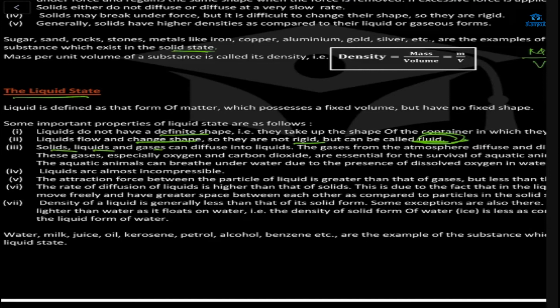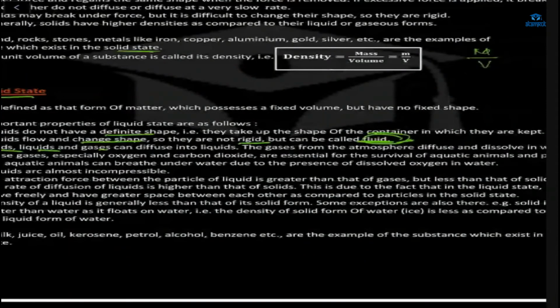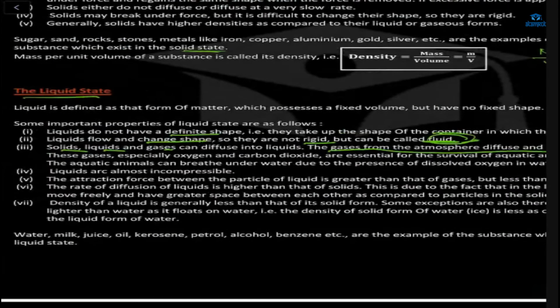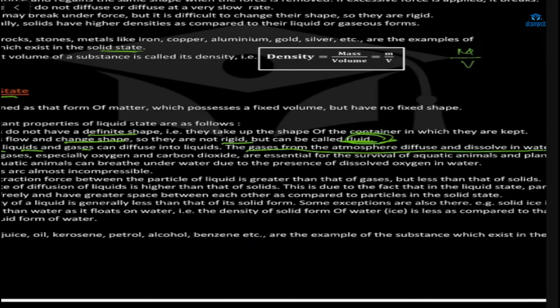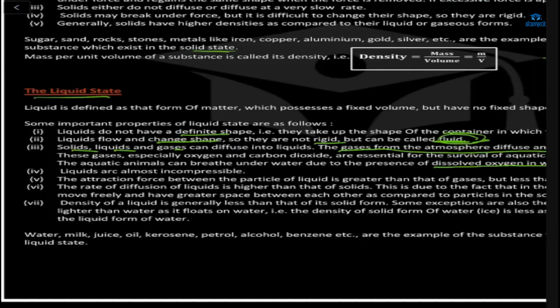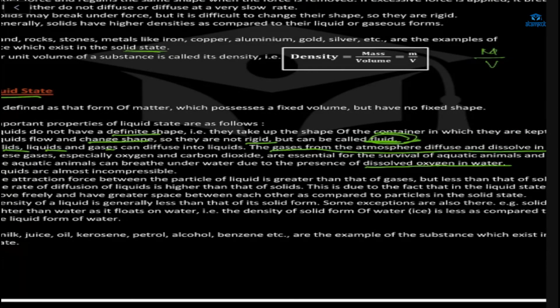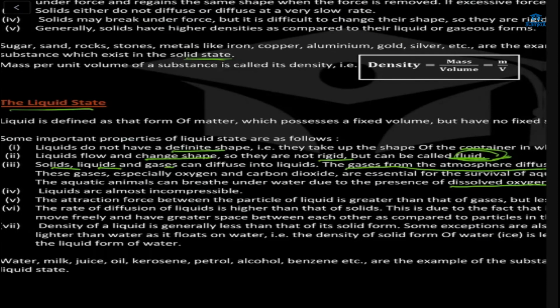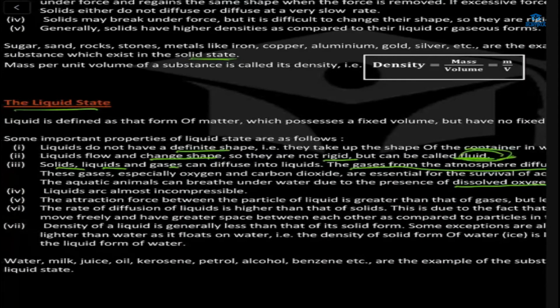Solid, liquid, gas can diffuse into liquid. The gases from the atmosphere diffuse and dissolve in water. This is correct. The animals can breathe underwater due to the presence of dissolved oxygen in water. For example, fish can take oxygen from the water because water has oxygen. When people go inside the sea, they use oxygen bags on their back, because for them, how will they breathe? But the fish has that quality of breathing underwater.